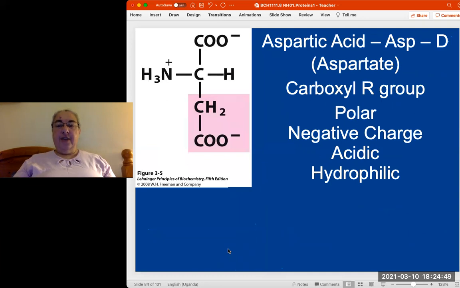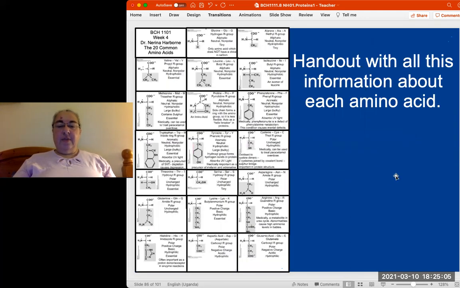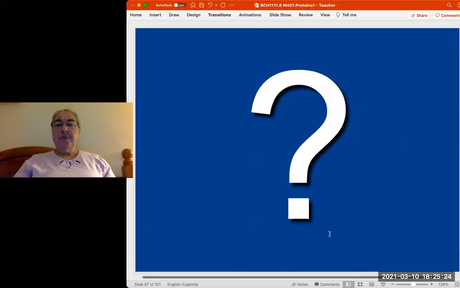Aspartic acid, a hydrophilic amino acid. Glutamic acid, this is another of the negatively charged amino acids, and this one is hydrophilic as well, so often found on the outside of proteins. So that was just a very quick run through. I don't expect you to remember each of those sets of properties from what I've said, but do get yourself this handout and study it and think about the different properties of each of these amino acids. Okay, a pause for questions again.